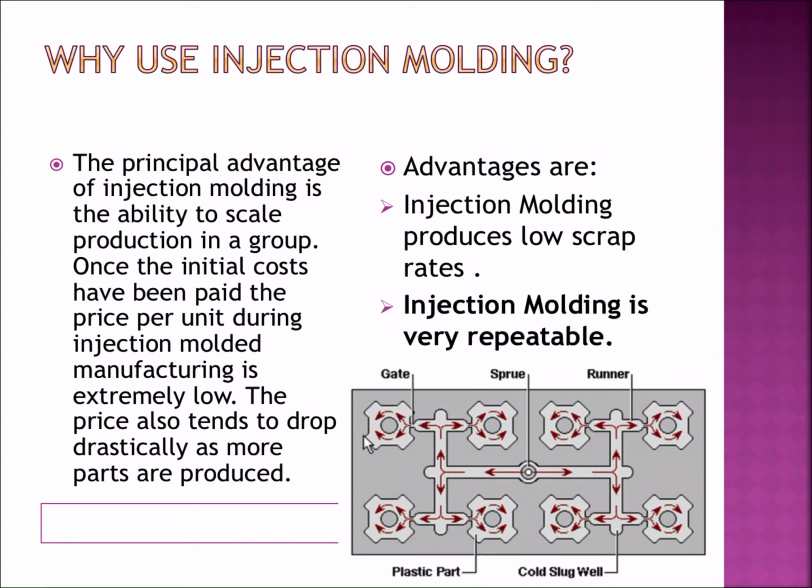So here are the advantages of injection molding. Injection molding produces low scrap rates, and injection molding is very repeatable. Waste plastic from injection molding manufacturing typically comes consistently from four areas, which are shown in this figure.